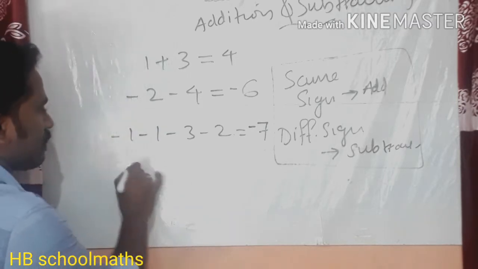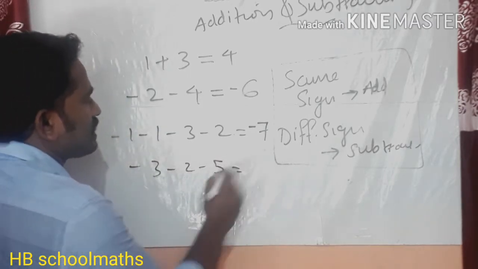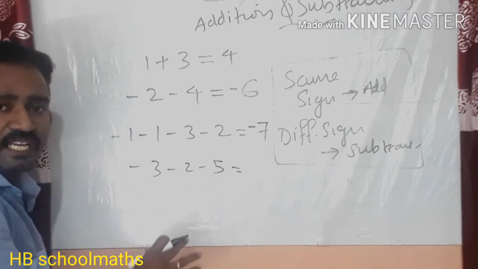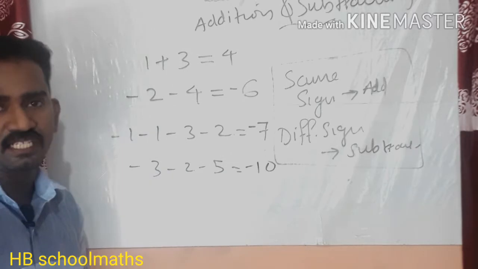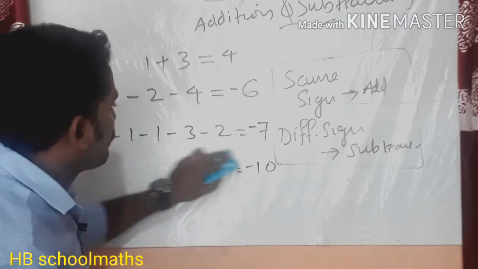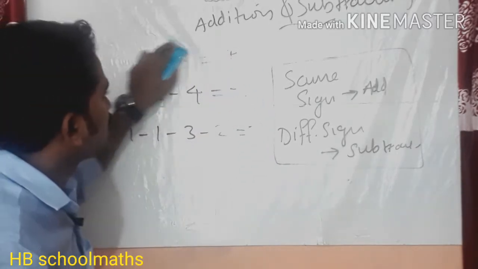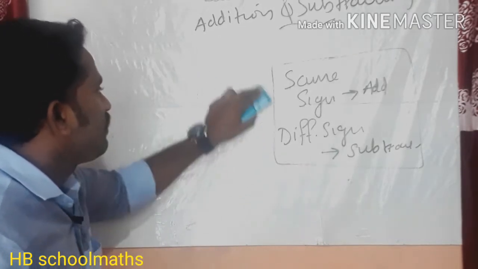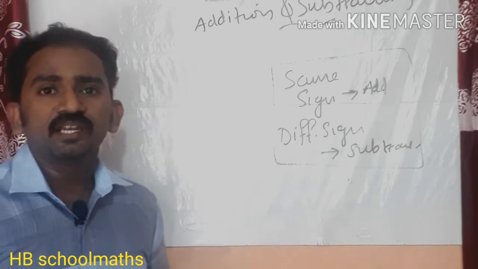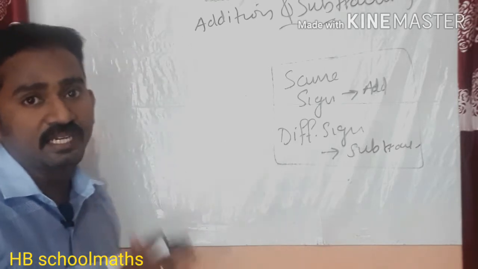Another question: minus 3 minus 2 minus 5, what is the answer? These are all negative integers, so just add them. 3 plus 2 is 5, 5 plus 5 is 10, but the answer is negative, so minus 10. So whenever you see a sign, find out whether the integer is positive or negative. If it is the same sign, you just add them. Different sign, you subtract them. Now let us learn different sign.